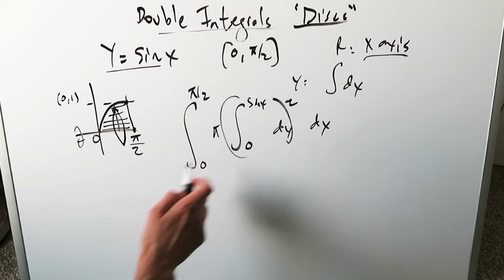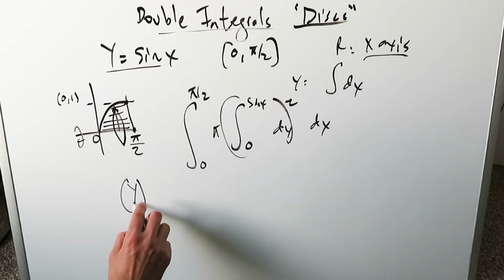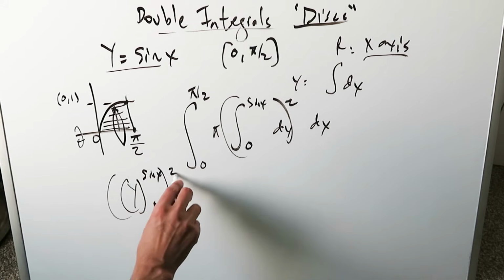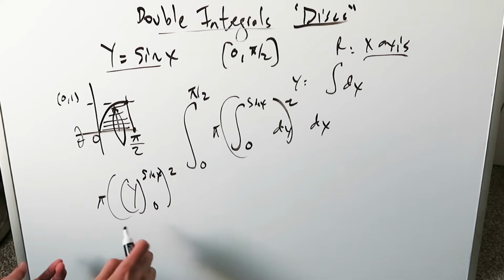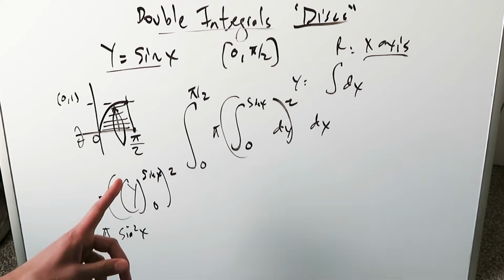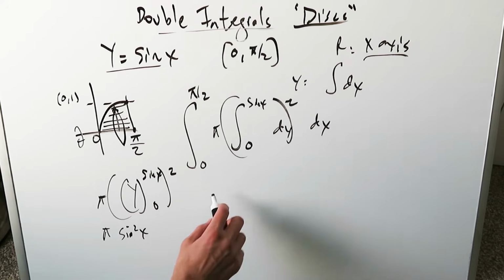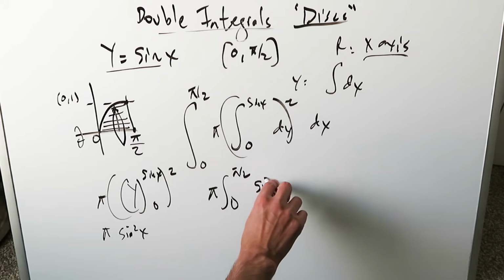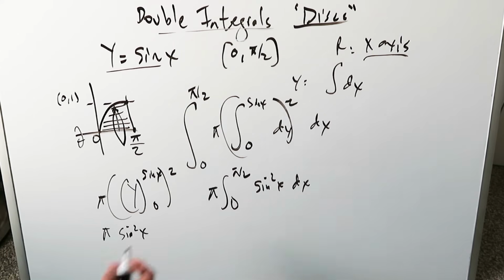Your integral here with respect to dy has a y antiderivative, sine x, 0. You know this is a square and a pi. From here, what are you getting? A pi sine squared x. This is going to go into your next integral. What are you going to get? You'll have a pi and then 0 to pi over 2 sine squared x dx. You have to integrate this.